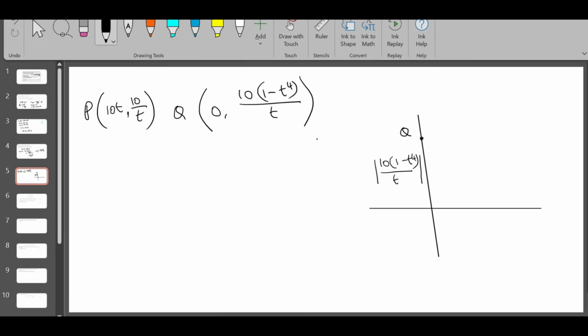So why are we taking it as modulus? Because we don't exactly know whether t is positive or negative. So we don't know whether this is a negative number or positive number. So we take it as modulus. And let's say P is here. P of 10t comma 10 over t. Origin is here. Let's complete this triangle.